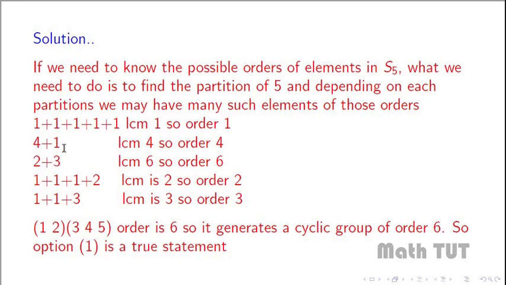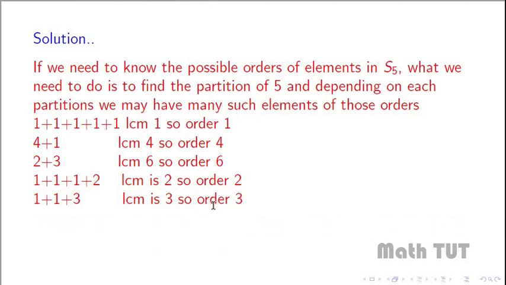And if you take 4 1 type, we can expect a cycle in which there are 4 elements in the first cycle part, and the second cycle part has 1. So the LCM will be the LCM of 4 and 1, that is the length of the first cycle and the length of the second cycle. So the LCM of 4 and 1 is 4. So we can have elements of order 4 and so on. This is how we build up the possible orders of the elements in S5. So here we found that 1, 2, 3, 4 and 6 are the possible orders in S5.